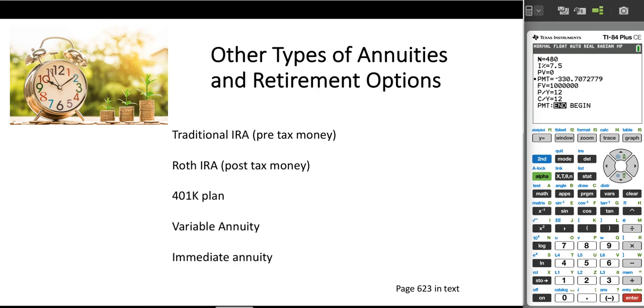You could use a 401k plan. A 401k plan is when a bunch of employees in one company pull their money together and invest it in a bunch of mutual funds. And then there are other types of variable annuities and immediate annuities. I'm not even going to pretend to tell you that I know all about all of these because I don't. I don't have all the details. I'm not an accountant. I'm not a retirement planner, but I encourage you to read about them in your text.